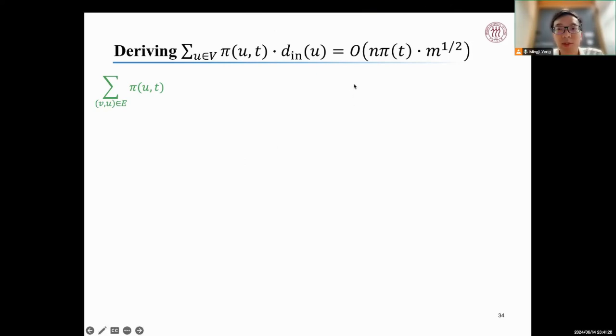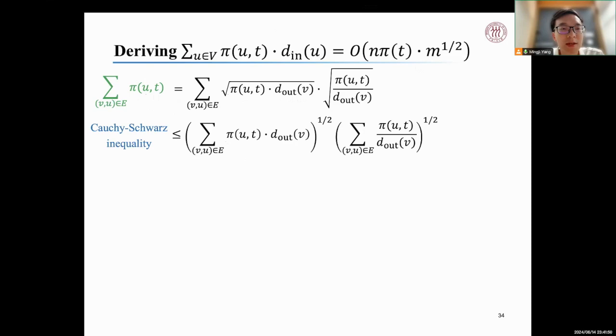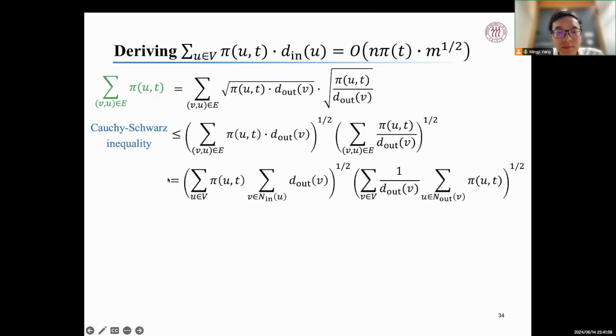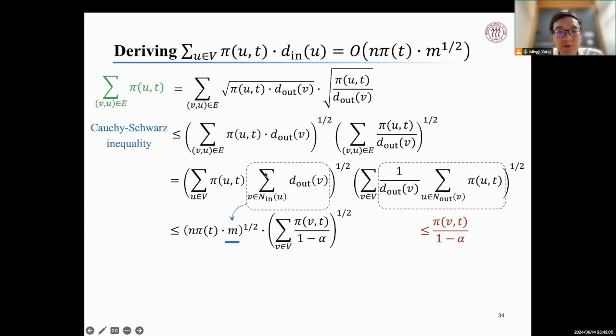On the other hand, for the upper bound involving m, we start from the green part here, and we split the term pi_ut into two terms of the square root of pi_ut. We multiply the first one by the square root of the outer degree of node v, and divide the second one by it. Then we can apply the Cauchy-Schwarz inequality to upper bound this by the product of two summations. Reordering the terms leads to this expression. For the inner summation over the in-neighbors of node u, it is a summation of the outer degrees of different nodes, so it can be upper bounded by m. For the second summation, once again, we can upper bound it by pi_vt over 1 minus alpha. Finally, simplifying these expressions leads to the desired upper bound. This completes the whole proof for all our upper bounds.